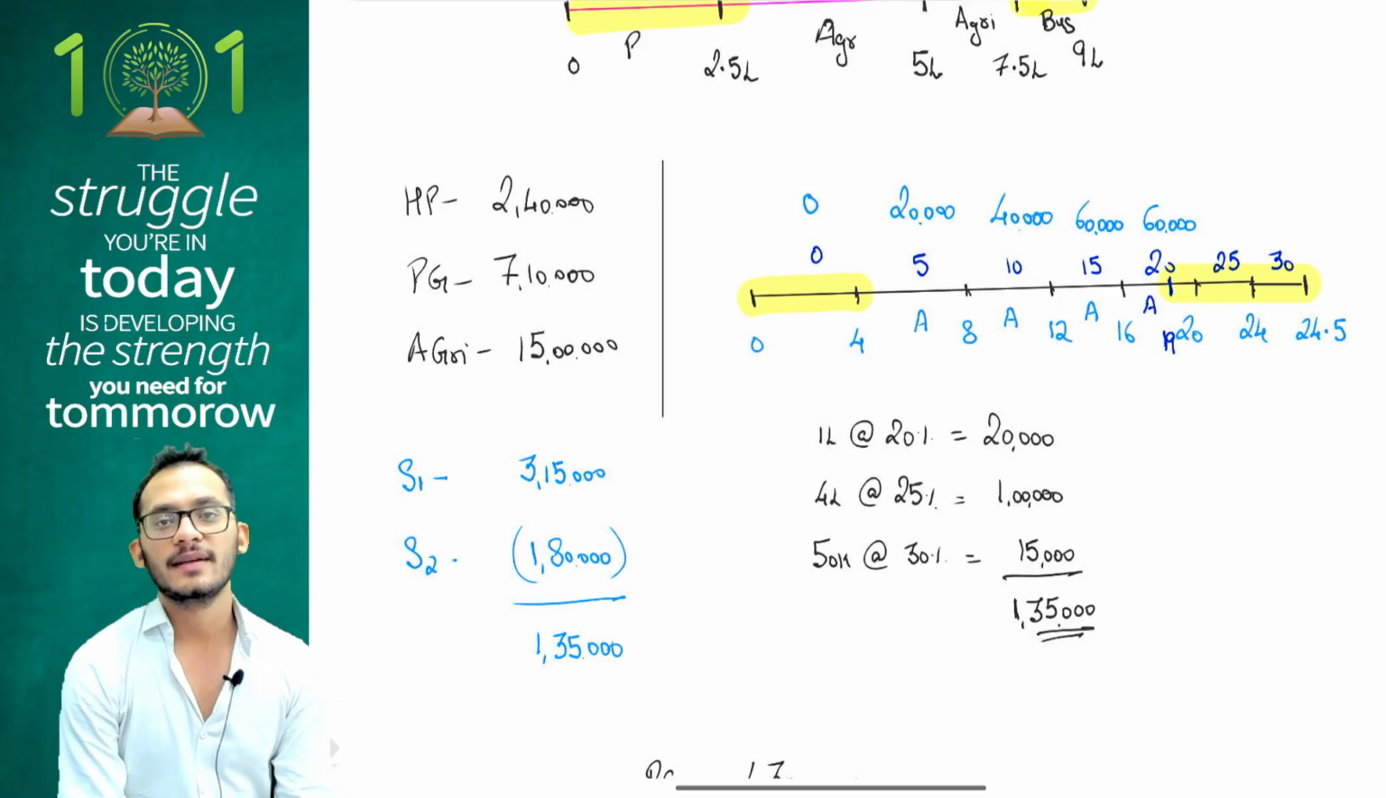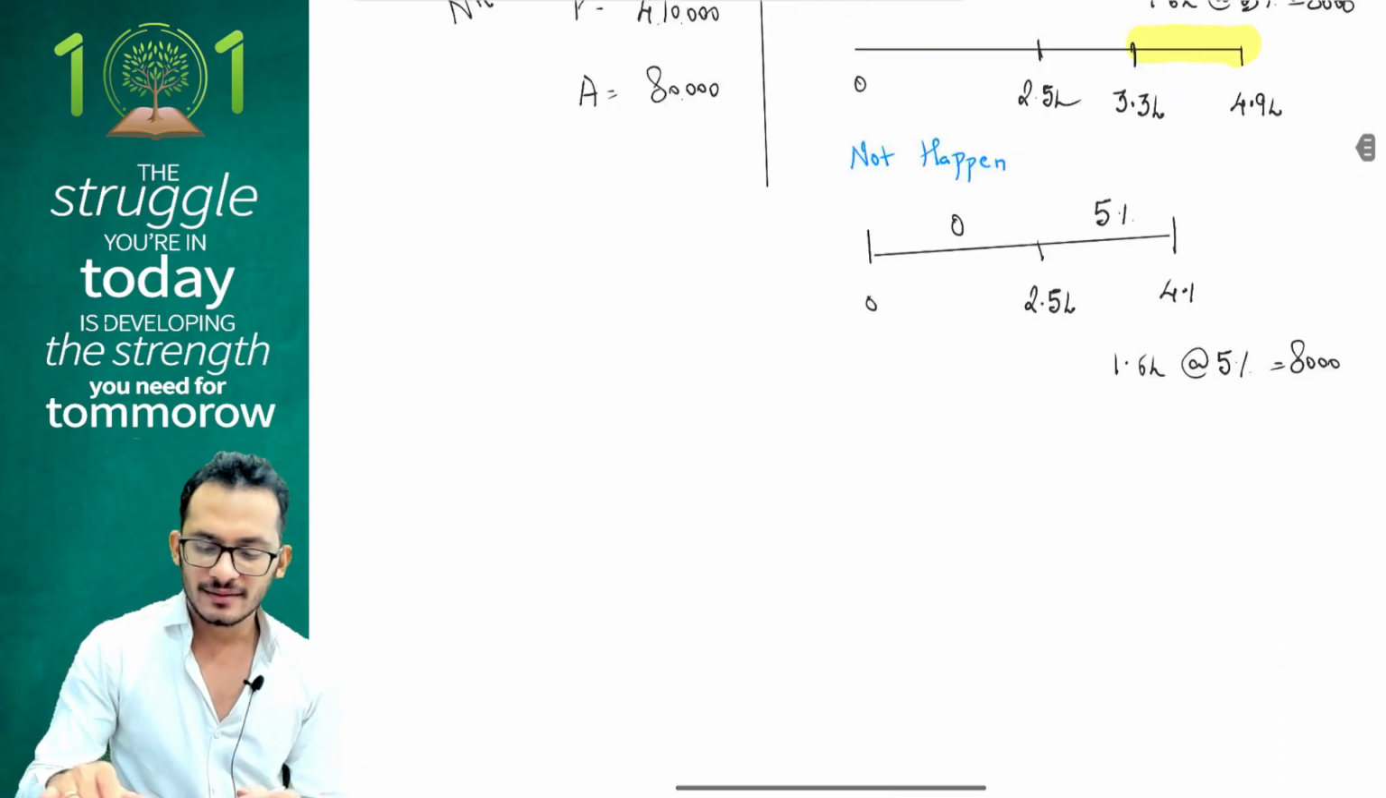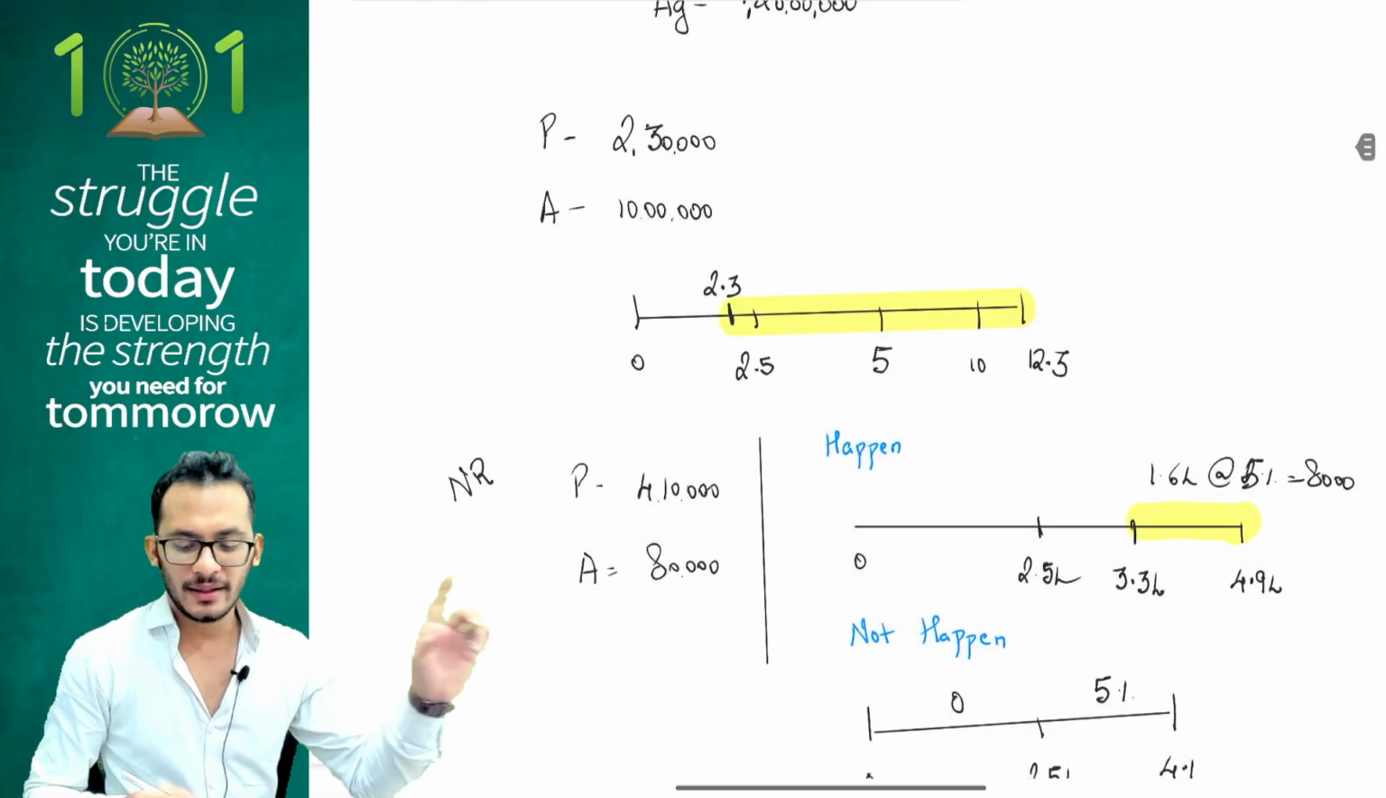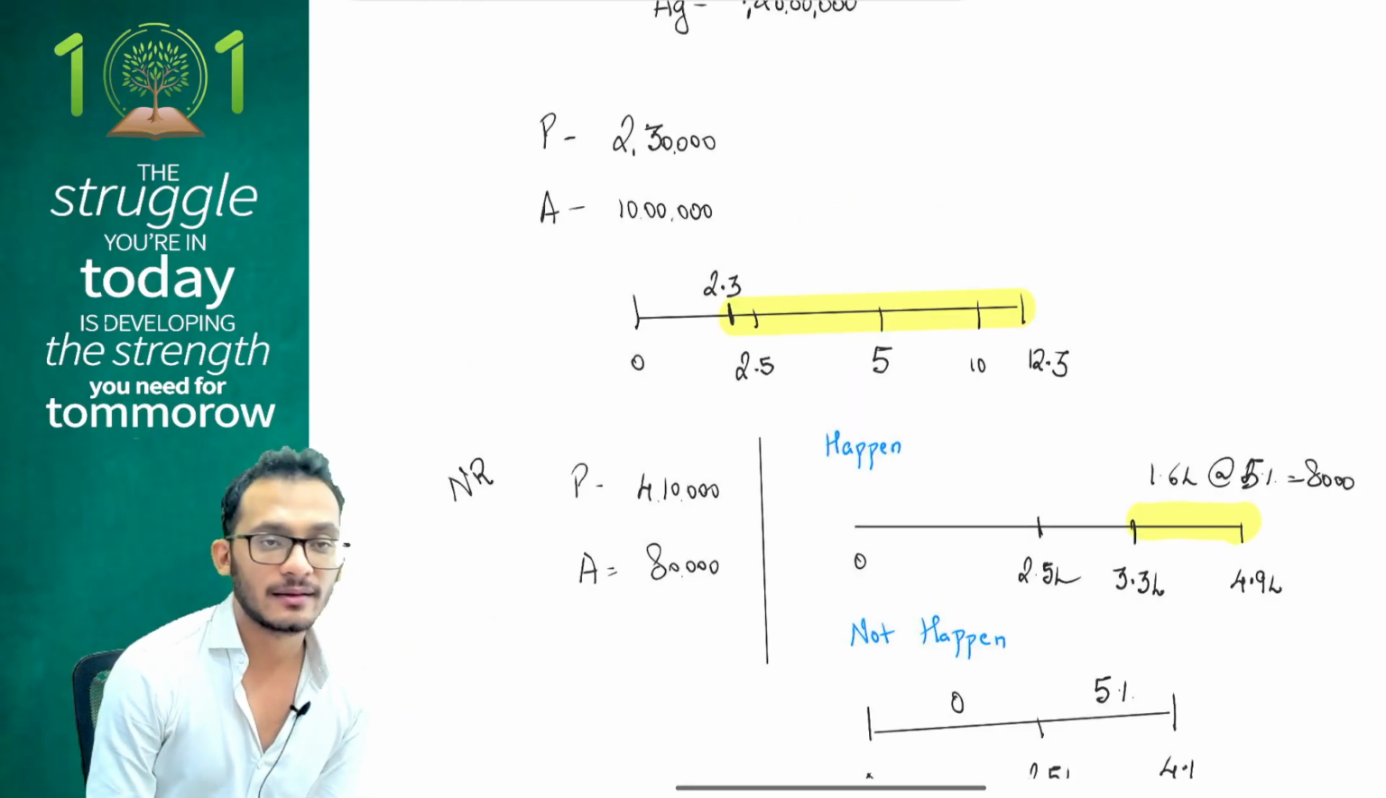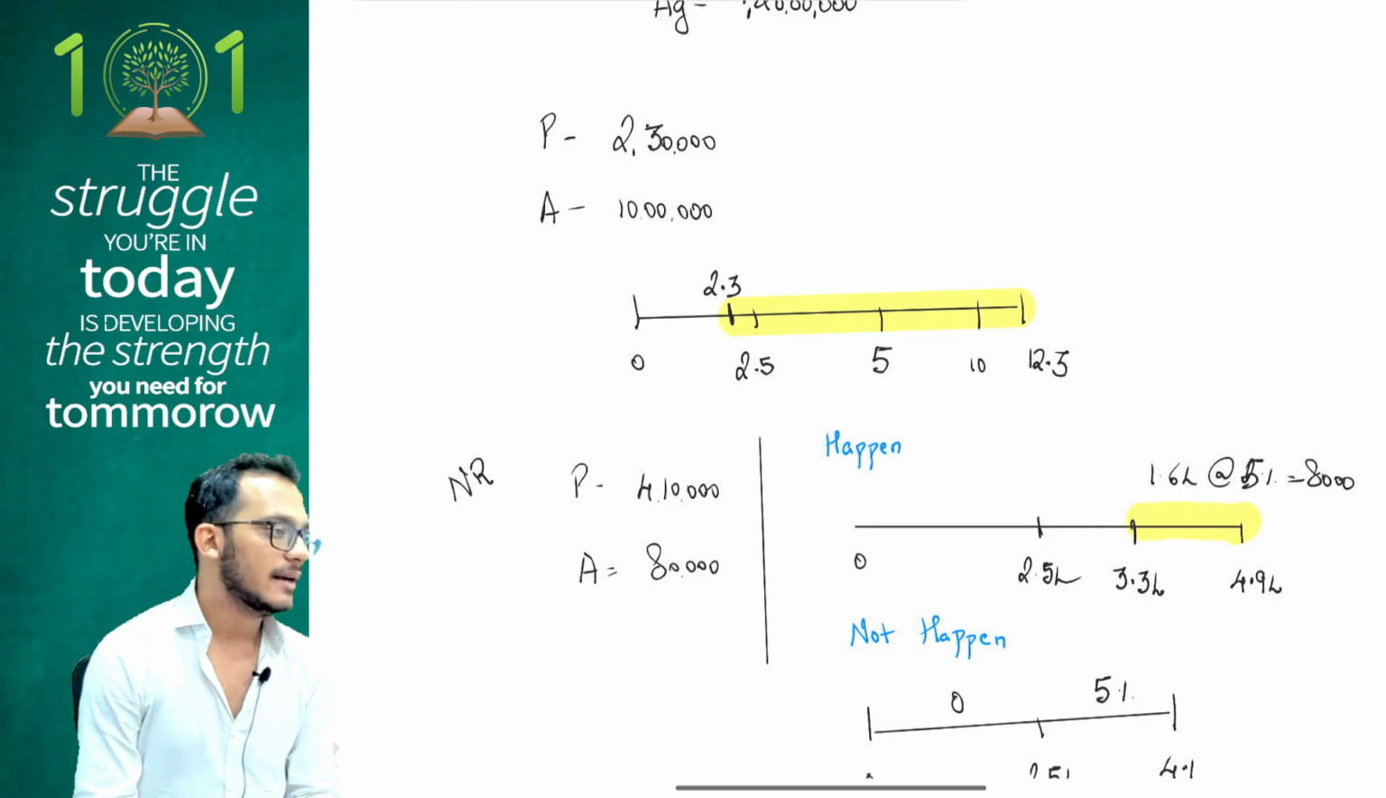Are we clear? Yes. This gives me the last question. People, same facts. Imagine my income is PGBP of 2 lakh 30, agricultural income is 10 lakhs, and I'm a firm.